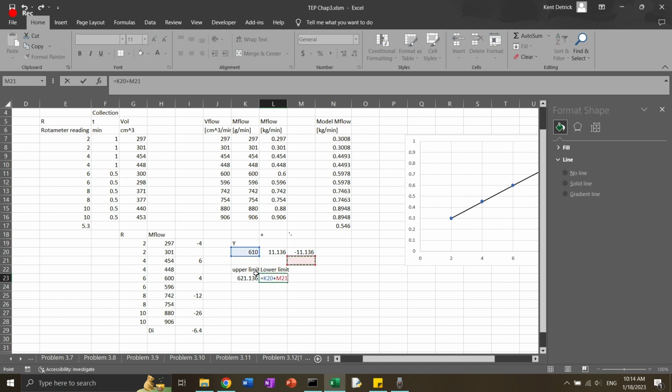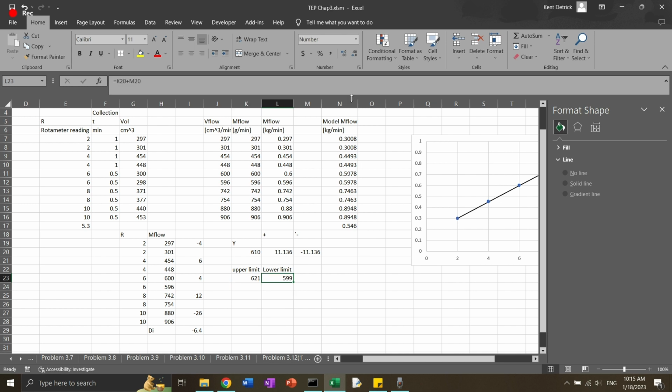We are 95% confident that the true value, not the measured value, but the true value, is between these numbers. It's not exactly 610. So 610 is not the true value, it's just the value that we measured. But we're 95% confident that the true value is pretty close to 610 and it falls within this interval. So that is it for problem number 3.13.